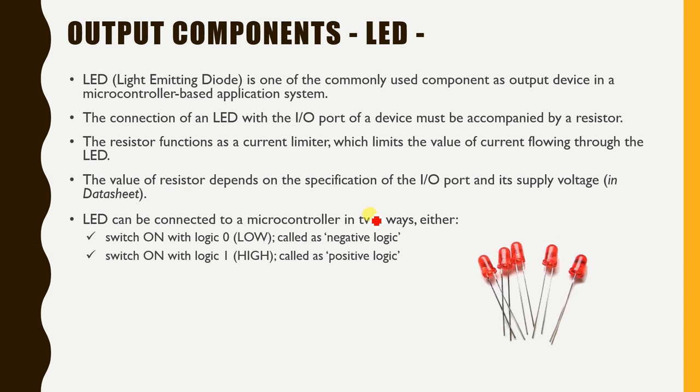The connection of an LED with the input-output port must be accompanied by a resistor just to limit the current that is going in or going out of the microcontroller. The resistor functions as a current limiter. Okay? And then the value of the resistor depends on the specification of the I/O port and its supply voltage. So if you have a 5 volt supply, and the PIC 16F84 is a 5 volt operating voltage, you can have a resistor of a value between 250 to 470 ohms to connect to the LED. But the lower the value of the resistor, the brighter the LED.